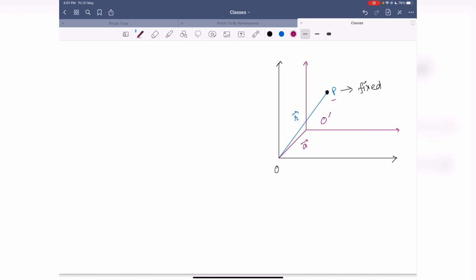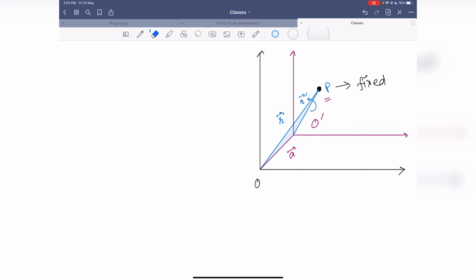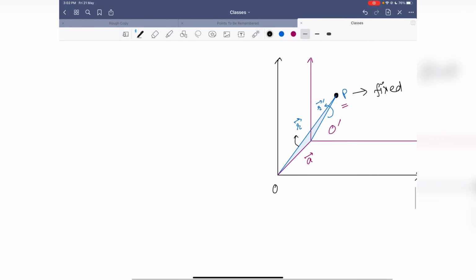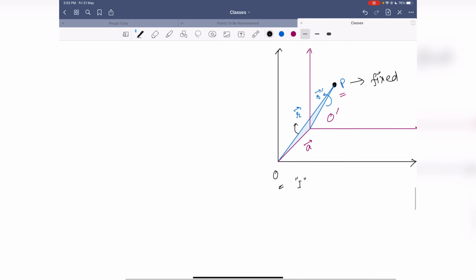Now the point P is fixed here, so we will find a new position vector with respect to O dash. So let me join this and we'll get a new position vector. Let it be R dash. So this is R and this is R dash. Now with respect to O, I can write the moment of inertia tensor, and with respect to O dash, I can write the moment of inertia tensor to be I dash.